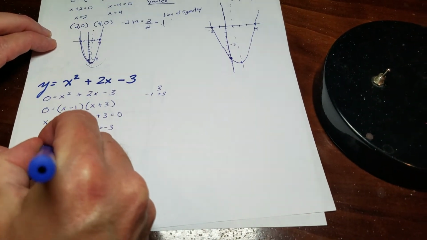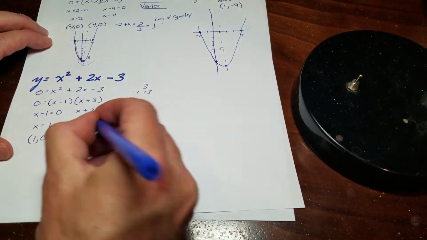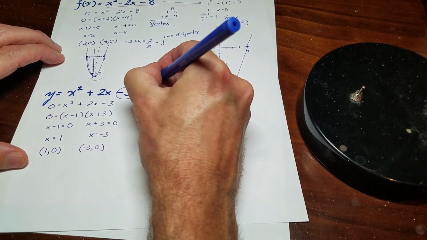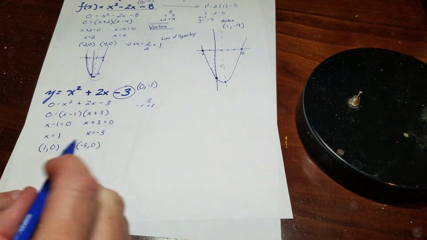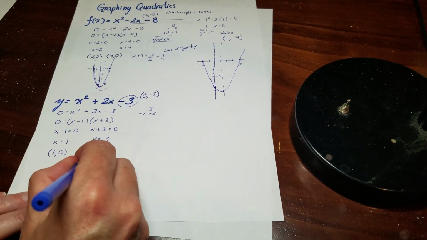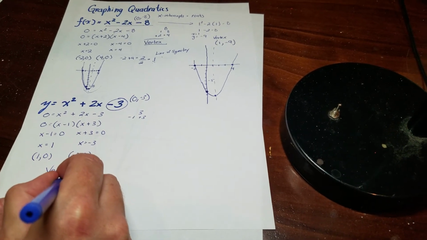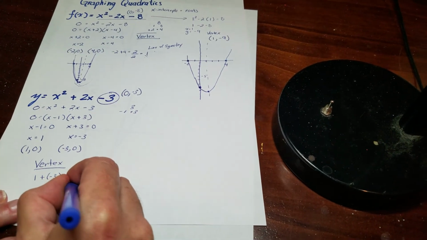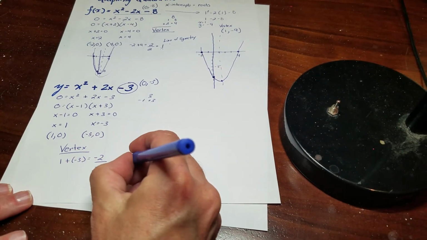So I've already got my x-intercepts. I've already got my y-intercept. So all I need to do now is find the vertex. So to find the vertex, what I'm going to do is add these up. So here's what you do with the vertex. I'm going to take 1 and add it to negative 3, which is going to give me a negative 2. And then I divide that by 2, and that's going to give me a negative 1. So I know that that's my x.